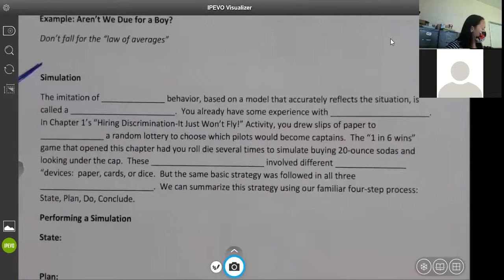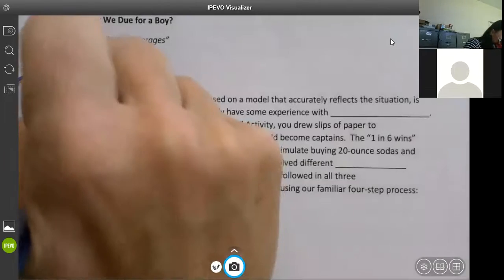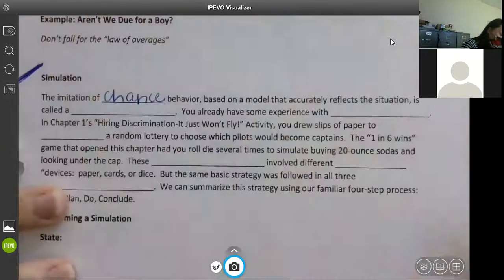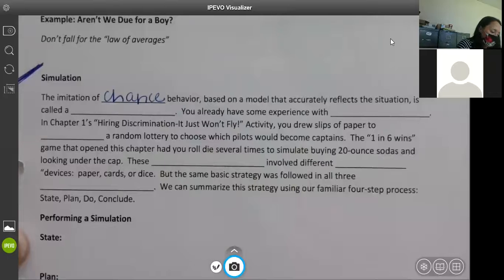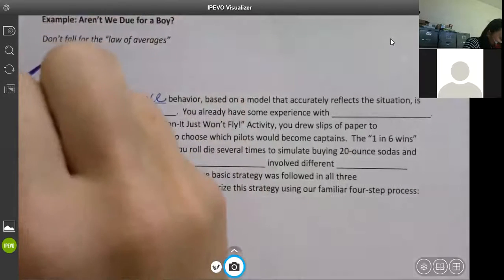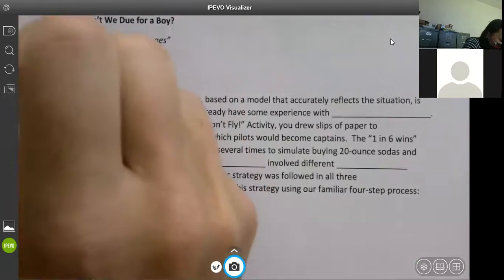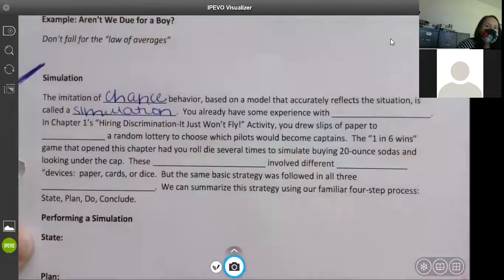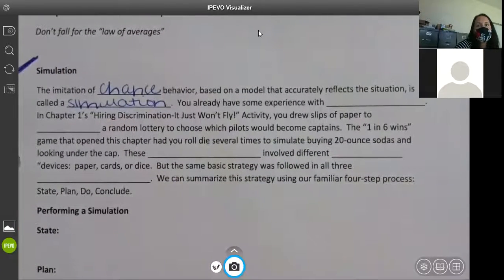Simulation is the imitation of chance behavior based on a model that accurately reflects a situation is called a simulation. You already have some experience with simulation.